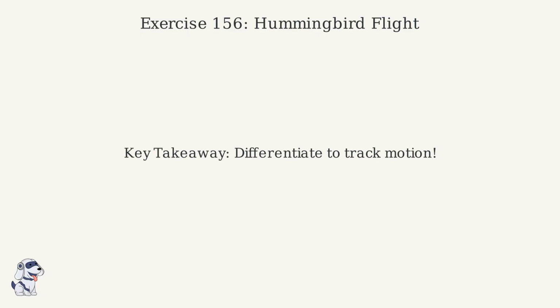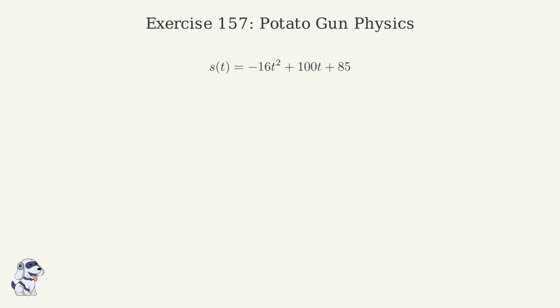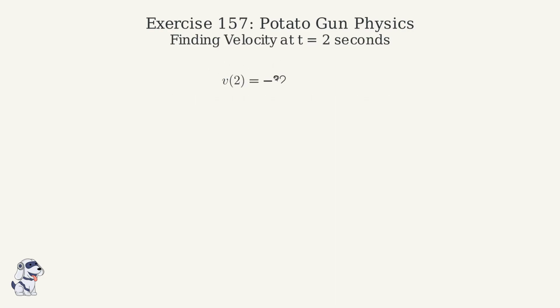Just keep differentiating. Let's look at a classic potato gun problem. We are given the position function, s of t equals negative 16t squared plus 100t plus 85. To find how fast the potato is moving, we find the derivative to get velocity, v of t equals negative 32t plus 100. To find the speed at 2 seconds, simply plug 2 into our velocity equation. Negative 32 times 2 is negative 64. Adding 100 gives us 36 feet per second. This tells us the potato is still moving upward at 36 feet per second.